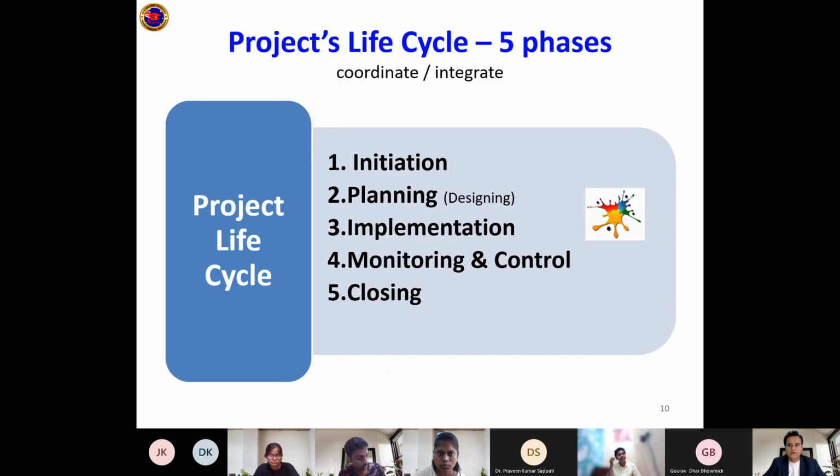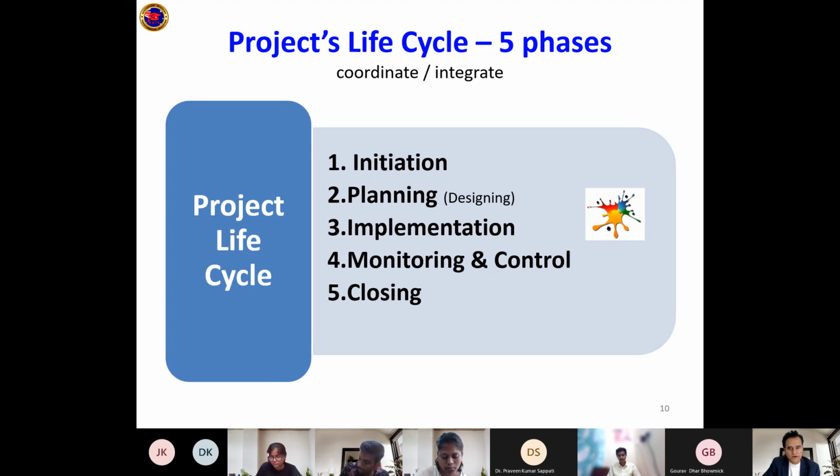There are 5 phases of the life cycle of any project. Now, these 5 phases are called the initiation phase. Like a birth, it is the initiation or the starting of a project. Now, the second stage after initiation is the planning stage, which is also the stage of designing or planning for the project.